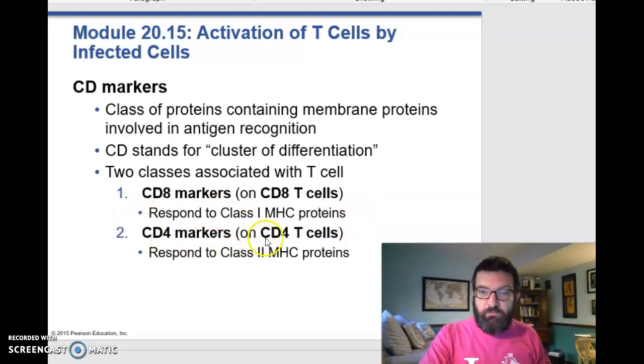CD4 markers are found in helper T cells, I should say, and they bind with MHC2, class 2 major histocompatibility complex. And so CD4 markers found on helper T cells bind with the MHC2s on macrophages, antigen-presenting cells, and help you see whether what they've eaten is what you're looking for as a helper T cell.